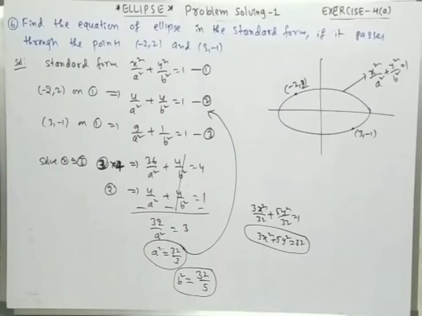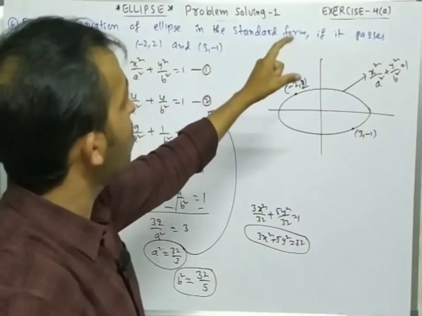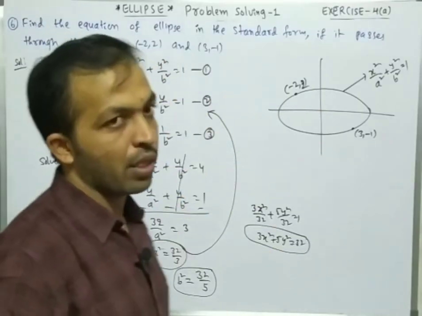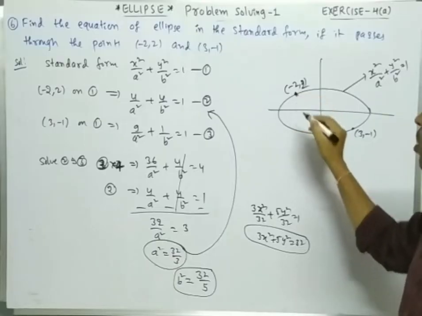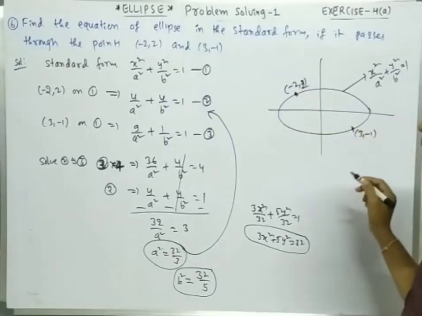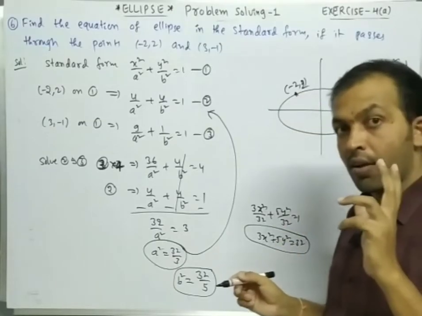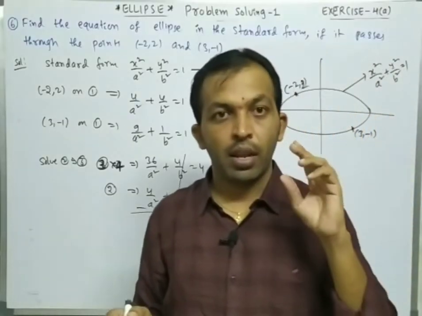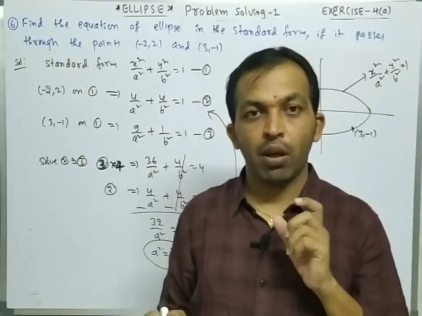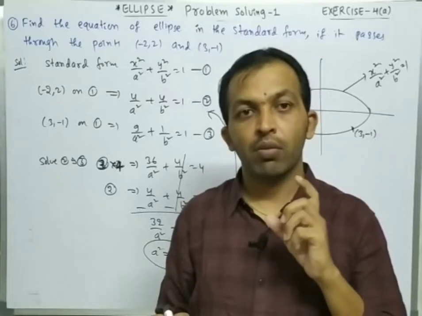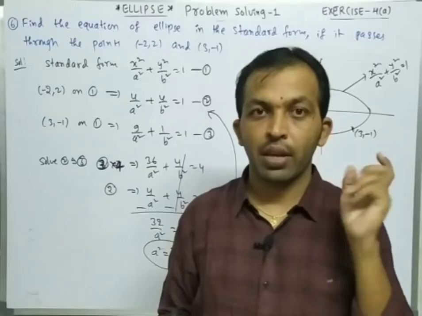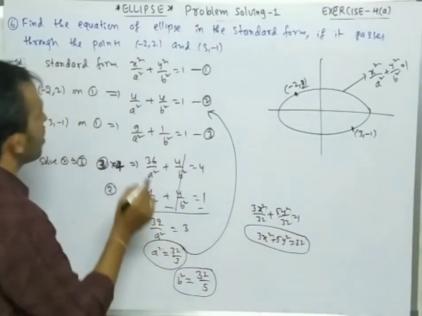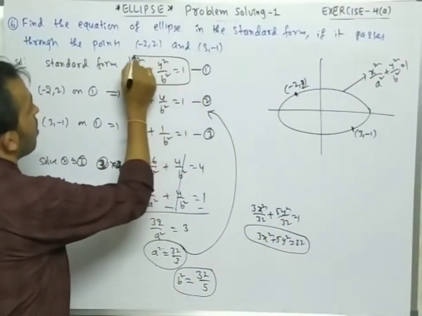For the next problem, I am giving a hint, solve it yourself. Find the equation of the ellipse in standard form if it is passing through 2 points. This ellipse is passing through the point minus 2 comma 2 and another point 3 comma minus 1, like we have in circle and parabola also. There they will give 3 points, here they have given 2 points. This is the standard form.